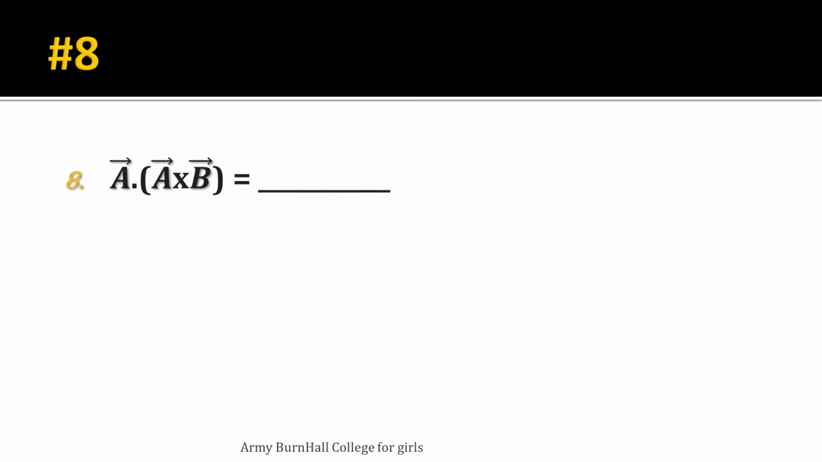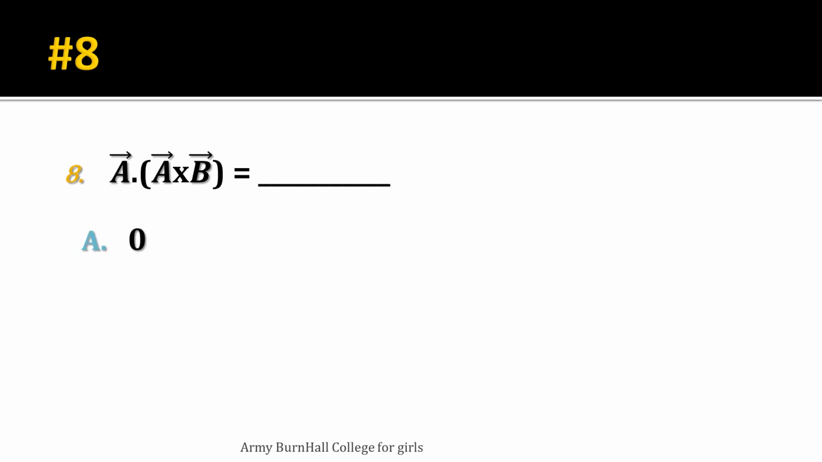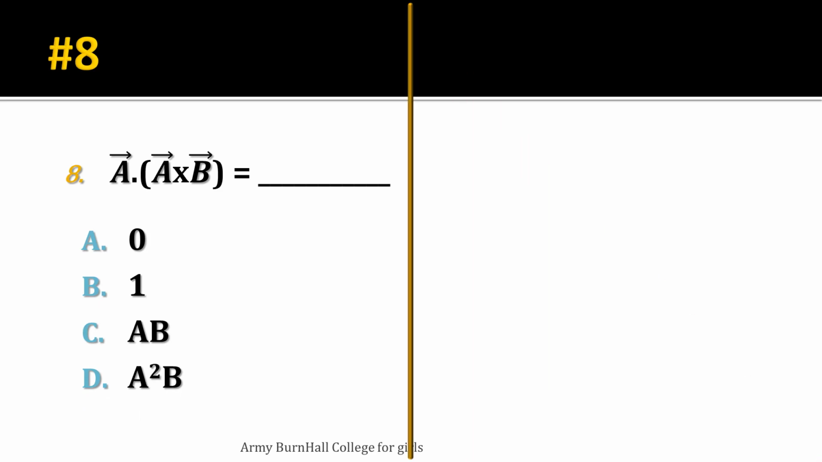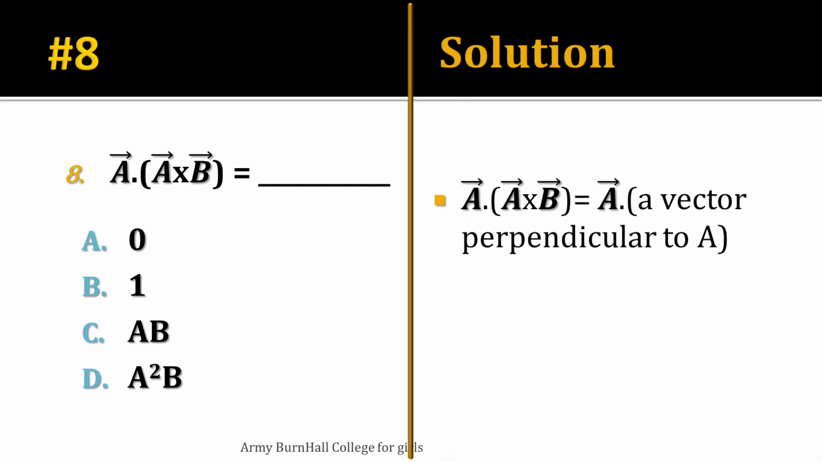Number 8, A dot A cross B is equal to what? Option A 0, option B 1, option C AB, and option D A square B. What is the option? You don't have to solve it completely, just use the basic concept over here. We know that A dot A cross B, what will it give? A cross B will give us a vector perpendicular to the plane containing A and B.